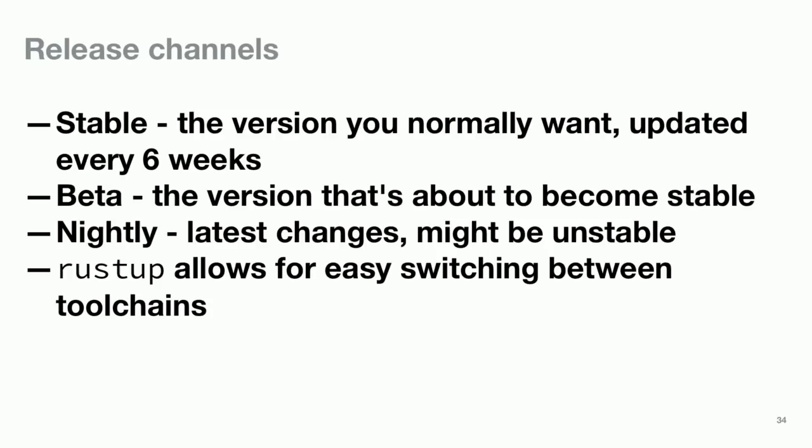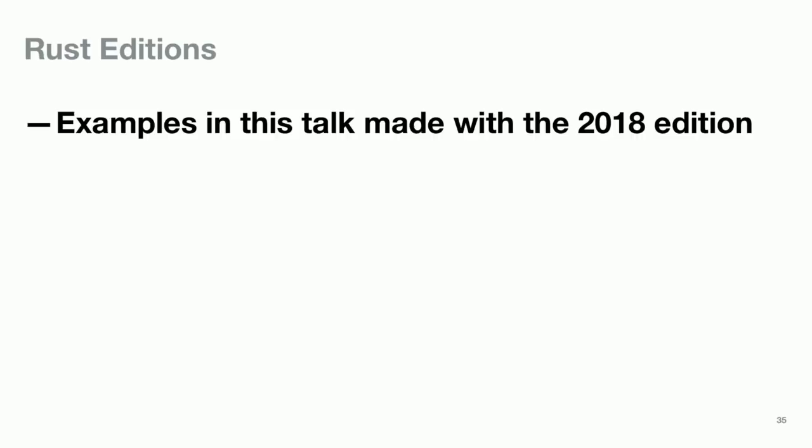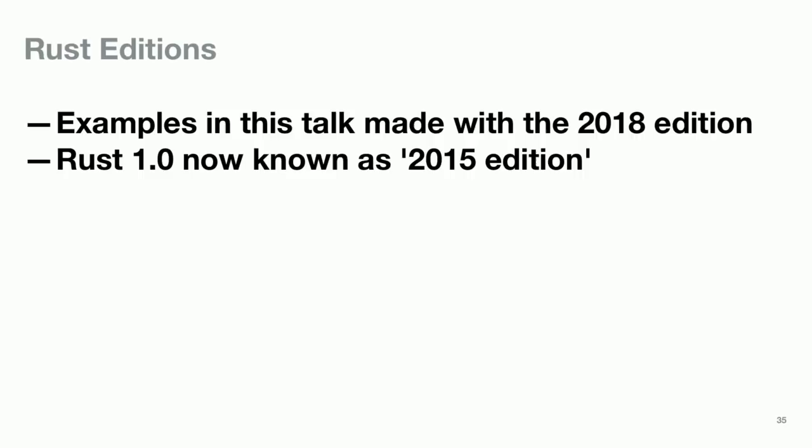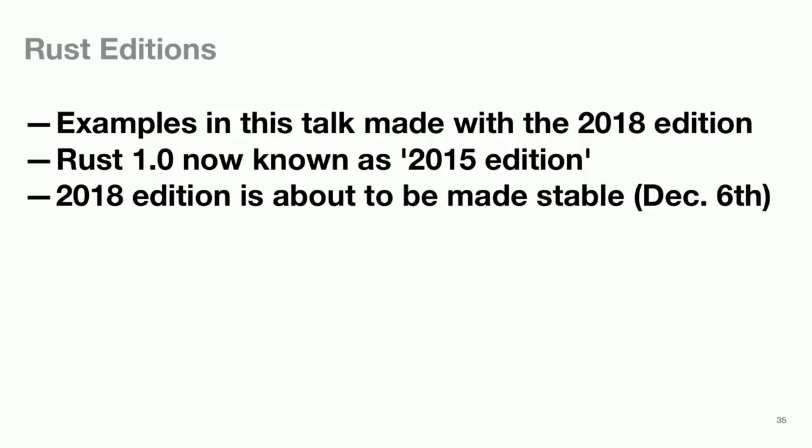The other thing that I need to mention, ideally I wouldn't, but I kind of have to, is that coming up is the 2018 edition of Rust, which is going to be released in a couple of weeks. And I figured it's close enough in time that I should just be using the 2018 edition. So for the examples you see, you have to use the beta channel or the nightly channel, but in a couple of weeks, it's all going to be stable. Rust 1.0 is now known as the 2015 edition.